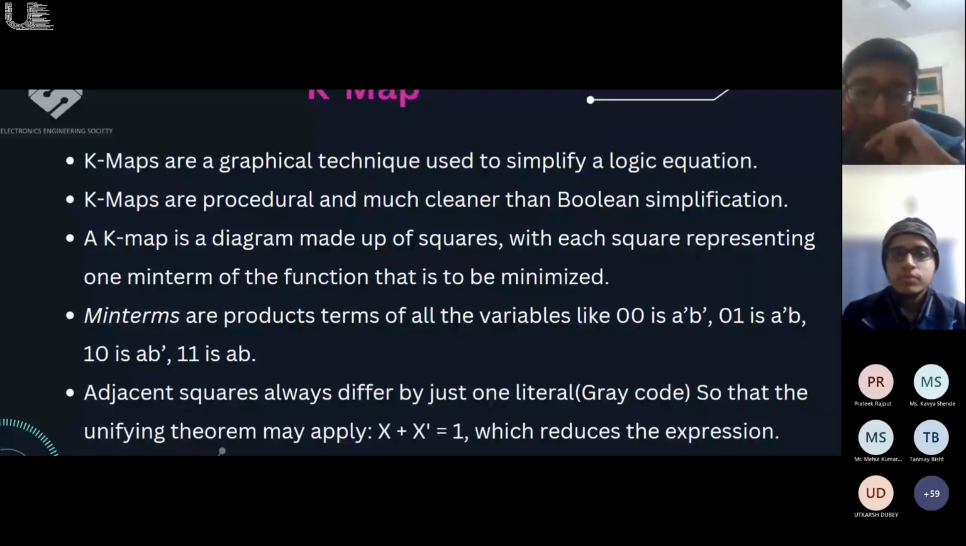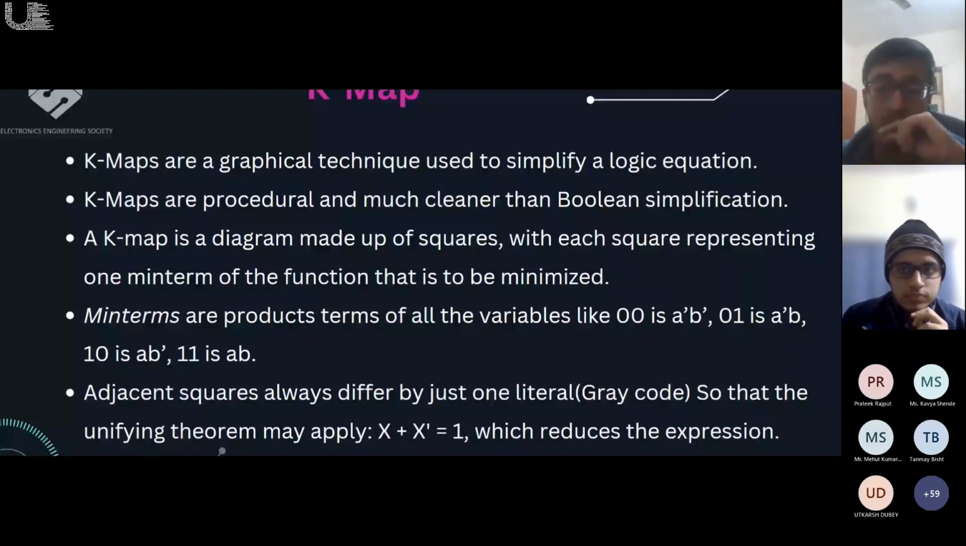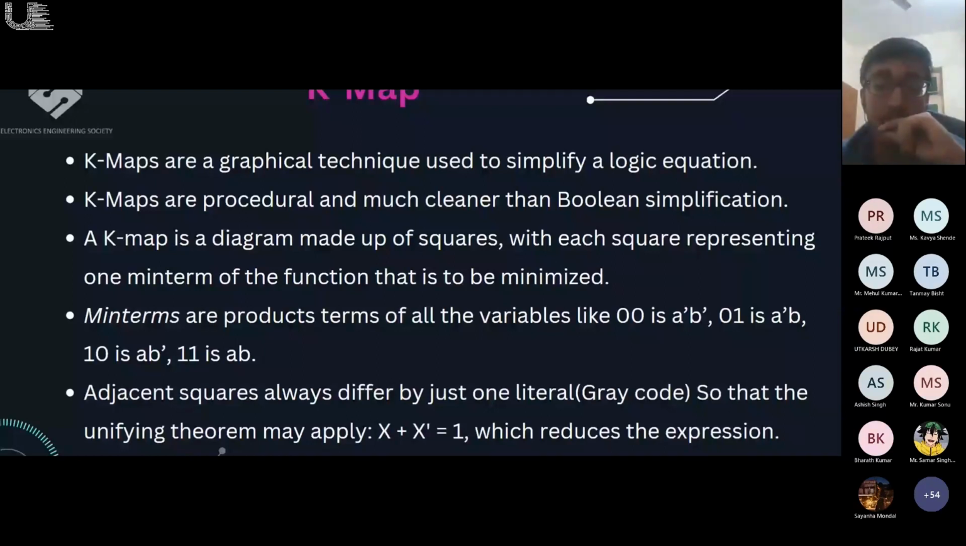There you make a grid box where you write down numbers from 0 up to the number of squares your variables need. If there are 3 variables, you make 8 squares. If there are 4, you make 16 squares. I'll be coming to that later on. I will just show you what K-maps are and how you will be making them, and you will get a minimized circuit. Okay, so I'll just glance through the slide.